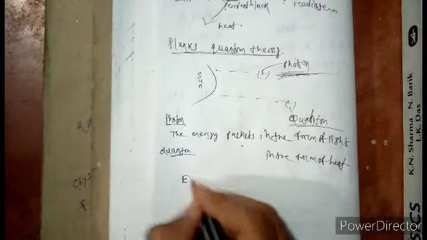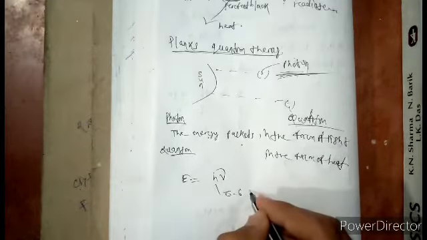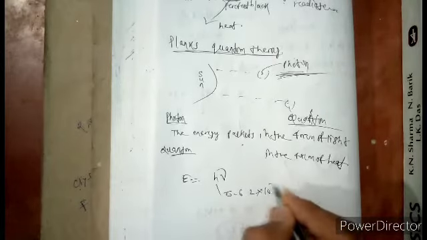Then we know the formula E is equal to h nu, where h is equal to 6.62 into 10 to the power minus 34 joule second.